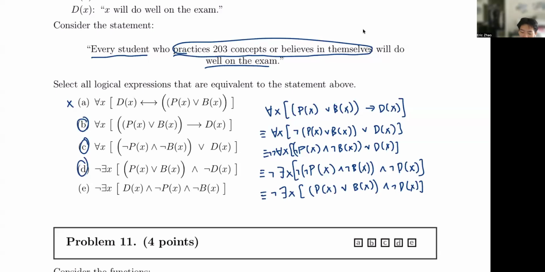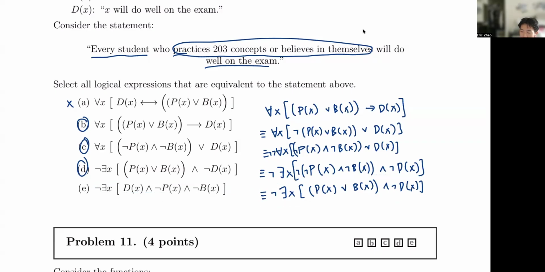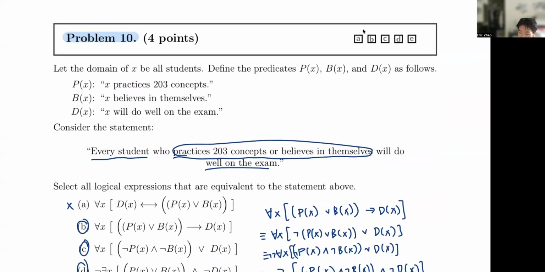What about E? E is saying there does not exist X such that D of X and not P of X and not B of X. This doesn't look logically equivalent to anything we have over here. It turns out this is actually just the negation of this entire thing, so this one doesn't work. It's not logically equivalent to any of these. There's really no steps you can take from anything over here to get part E. So the final answer is going to be B, C, and D.